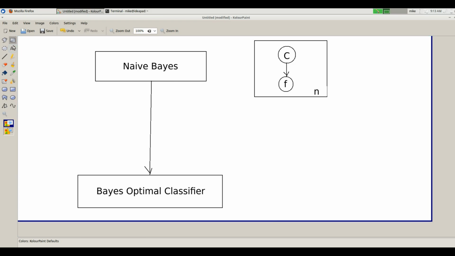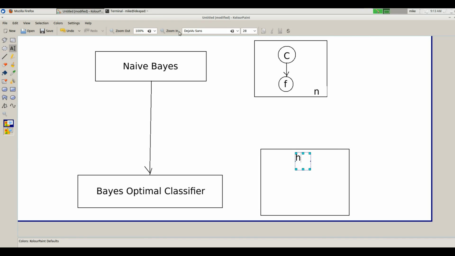By contrast, Bayes optimal classifier, a little harder to draw, but let's suppose, so Bayes optimal classifier considers all possible hypotheses in the entire hypothesis space. Let's suppose there are m of them. So if we were using neural networks, this would mean all possible neural networks, meaning all sets of weights that you could possibly assign to them. You see that's kind of intractable, right?